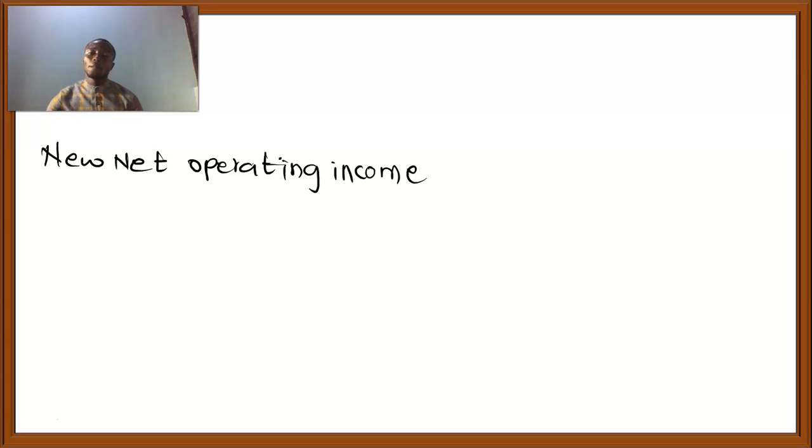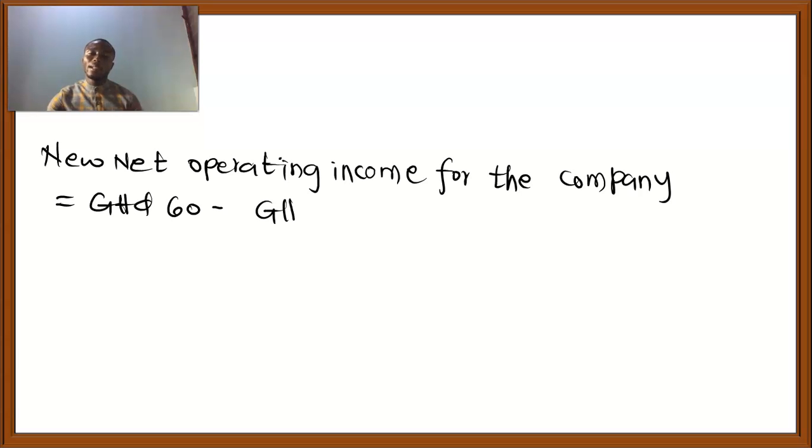So now the new net operating income for the company will be the 60 minus the 33. And that will give us a new total of 27.